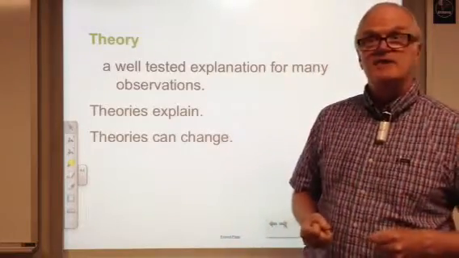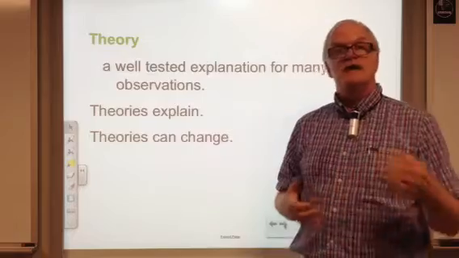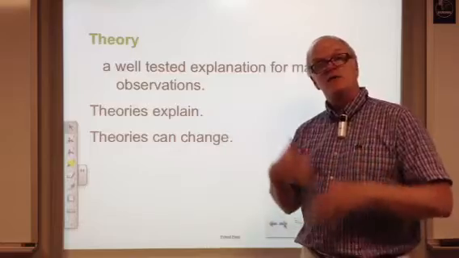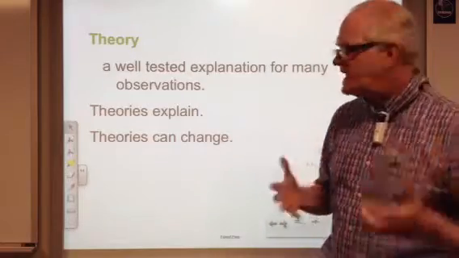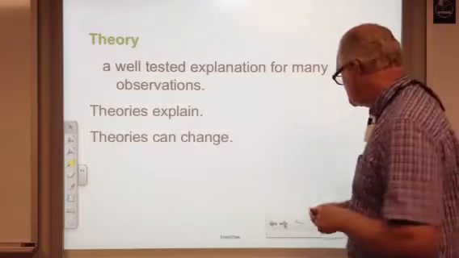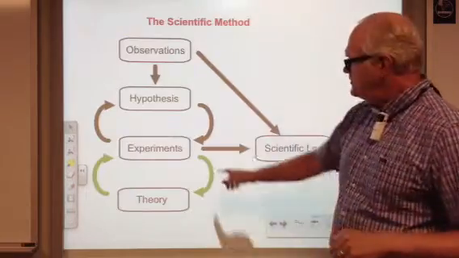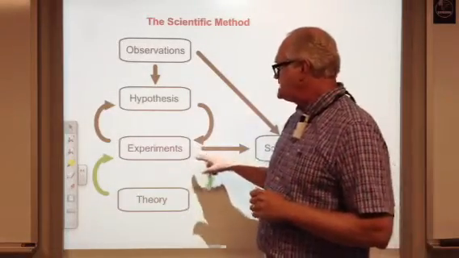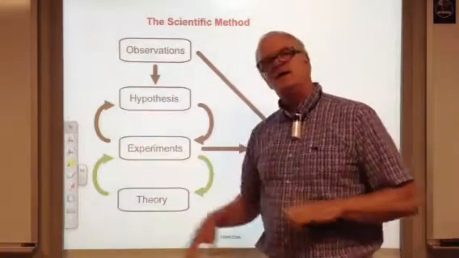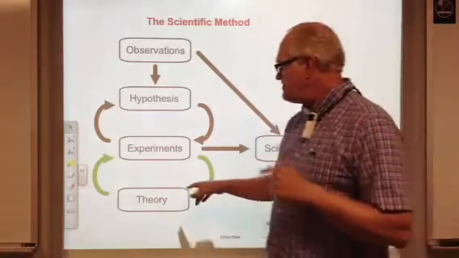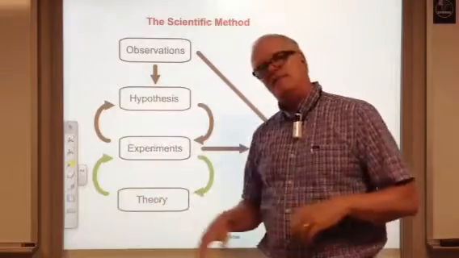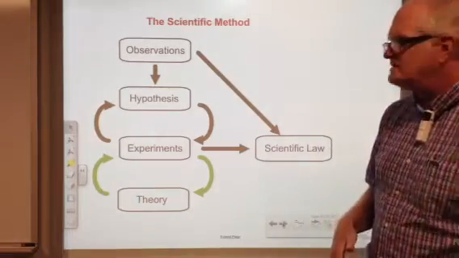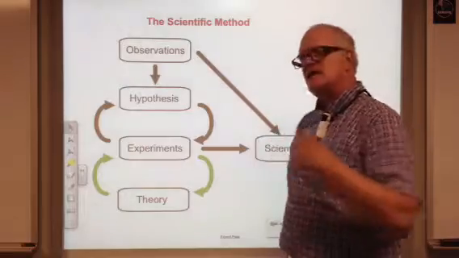We will study the theory of atomic structure. And over the last 200 years, that has changed significantly because scientists found new information, or new ways to measure things. So theories can change. These green arrows between the experiment step and the theory step tell us that there are many experiments needed for us to come up with a theory, and the theory might change over time as we get new information from new experiments.